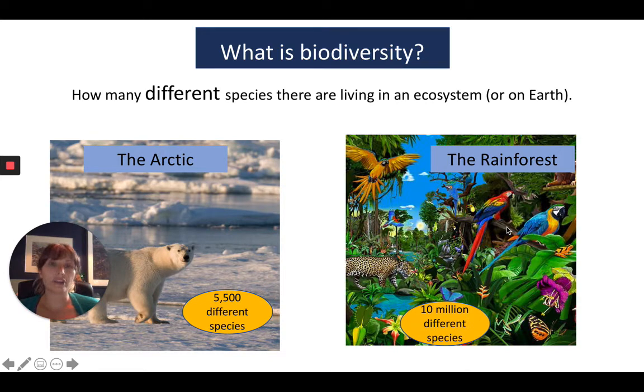That actually in the rainforest there are loads of different species of animals. You can even see here you've got 2 different species of parrots in that photo alone. There are loads, well, 10 million different species of animals and plants in the rainforest. And we say that the rainforest has a high biodiversity, and we say that the Arctic has a low biodiversity. So biodiversity means how many different species there are living in an ecosystem or on Earth. Okay, so we're looking at this as a really important thing today. Biodiversity is essential to life on Earth, and we're going to next talk about why that is.